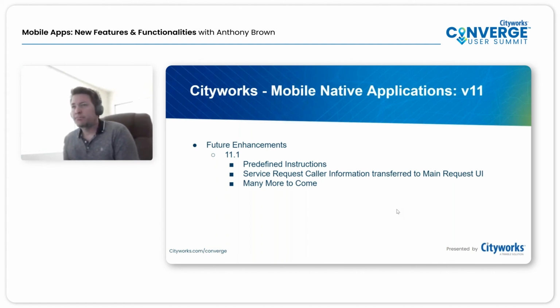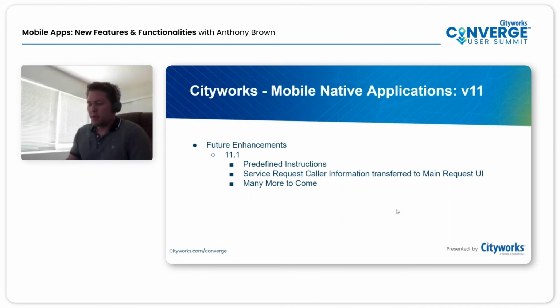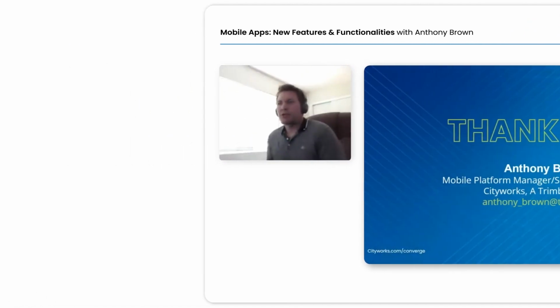Service request caller information is going to be added to the main request user interface, so they can reference if a caller, that they're at their parcel or house, requested a callback, right? So they can kind of kill two birds with one stone, for lack of a better term. But common sense enhancements like that, that's what we want to do for our end users. So I think that is pretty much all I have.